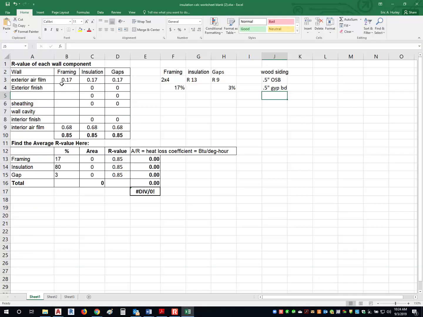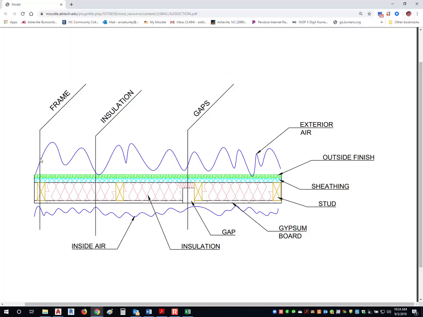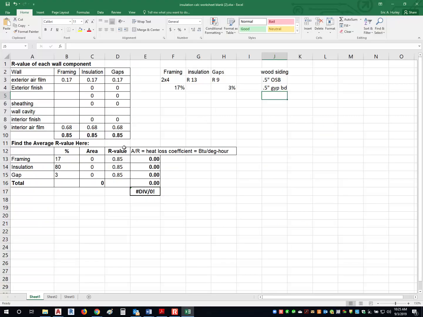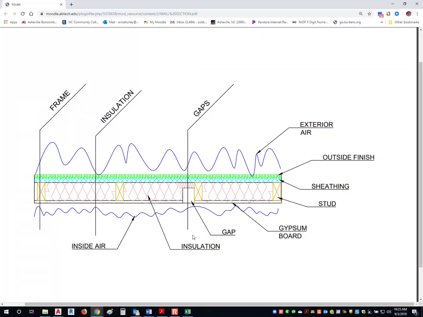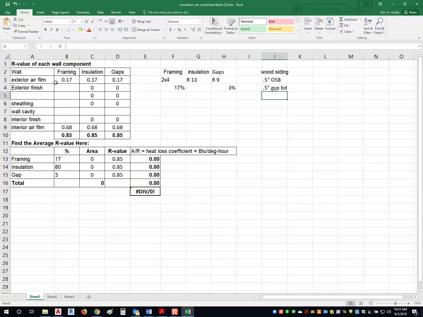Framing, insulation, gaps. So this line through here is going to be the calculations of everything that goes through that line right there. Everything that touches that line. The insulation is going to be everything that touches this line. And then obviously the gaps are going to be everything that touches the gap line. Okay, so when we go through here, we see that the exterior air goes through all 3 of these cavities, and that's why when I put this number in, it transfers all the way over.